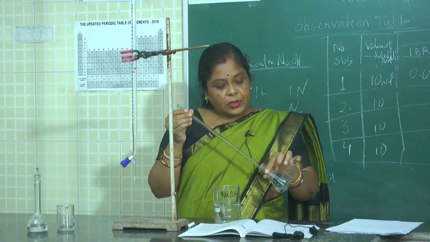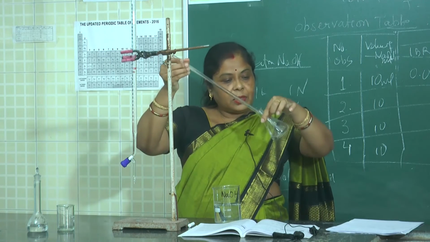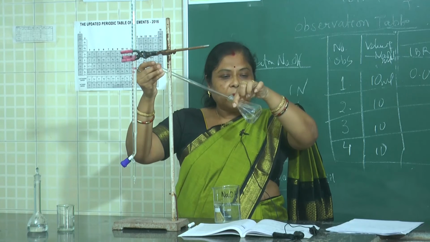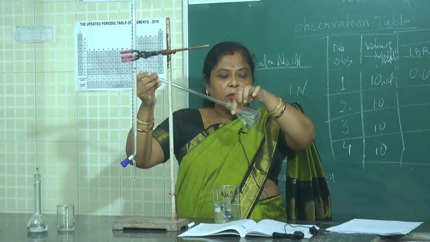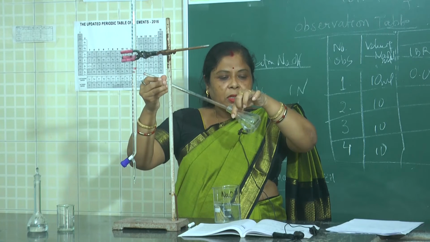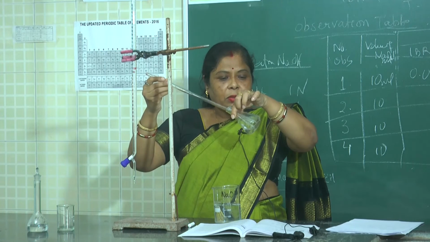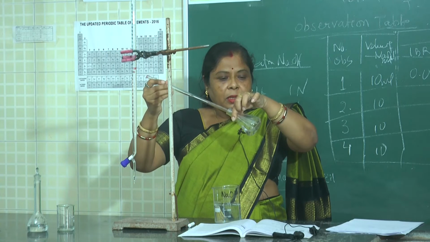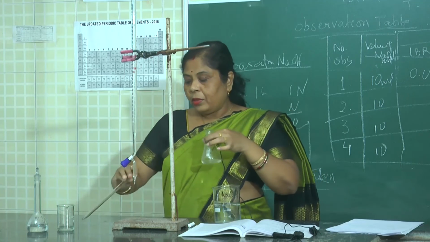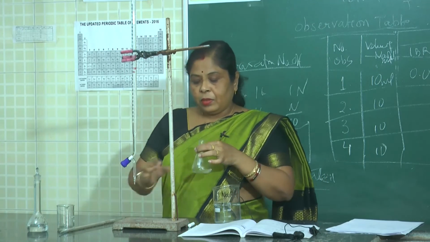After the solution is drained out, you see some amount of solution is left at the tip of the pipette. So what you do, you slant the conical flask and touch the tip of the pipette twice or thrice so that the total solution in the pipette is drained out into the conical flask.